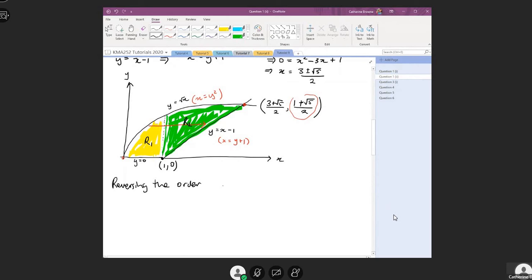So if I write the integral, y is going to go from y equals 0 to 1 plus the square root of 5 all over 2. And then x is going to go from y squared to y plus 1. We're still integrating with respect to y, but now we're going dx dy.